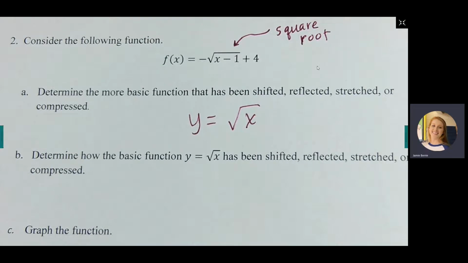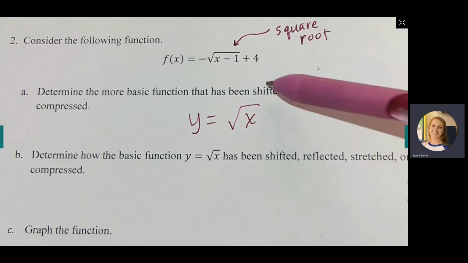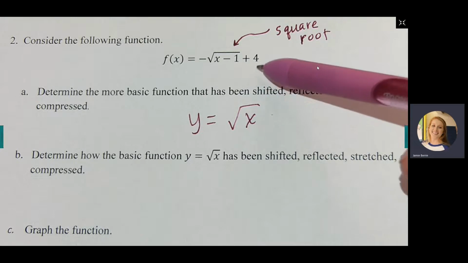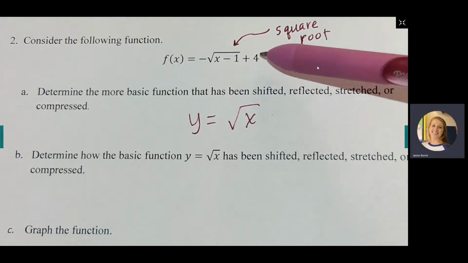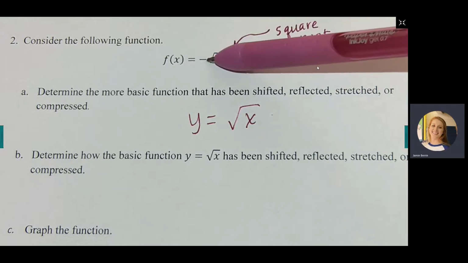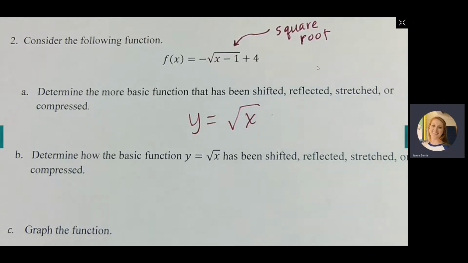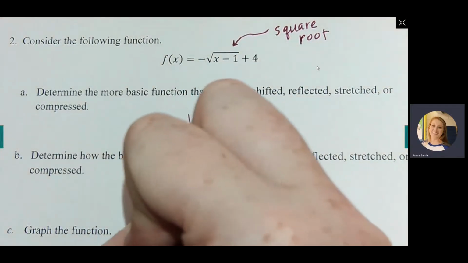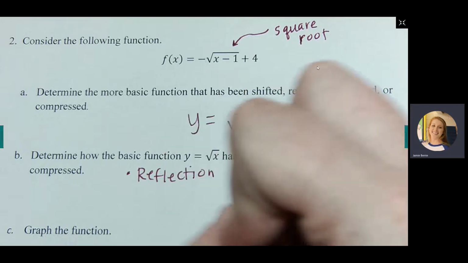All right, and then we're going to compare these two, because the next one says, determine how the basic function, y equals square root of x, has been shifted, reflected, stretched, or compressed. So we're going to compare this function here with the function we were given and see what transformations have been performed on this function. So always start on the left and move towards the right. So starting with this negative, it's on the outside, so we know a negative means it's a reflection. But since it's on the outside, is that a reflection across the x-axis or the y-axis?